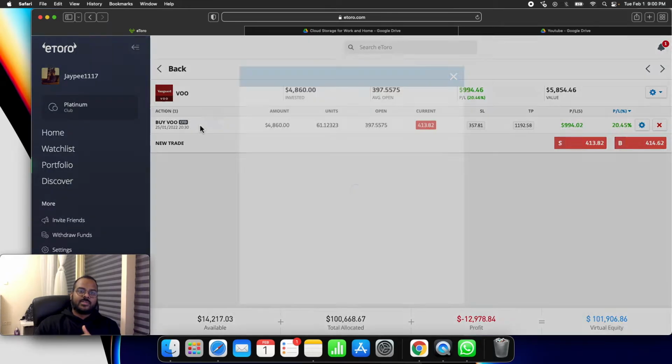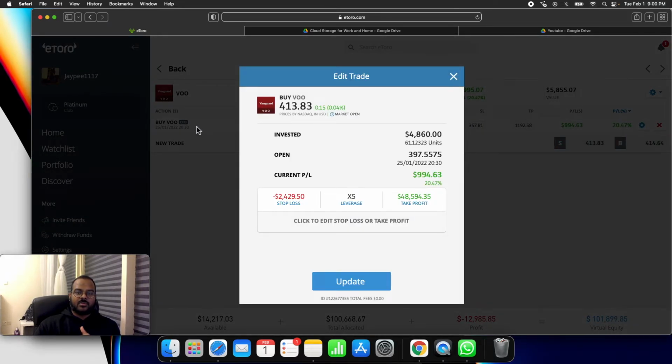So the difference here now is I was showing you this CFD account. Here you can see the leverage is times 5. So basically the price of VOO is 413.86. I have put $4,860. That means I should have been able to buy somewhere in the vicinity of 10 units when I bought at 397.55. However, if you see here, I have bought 61 units. How is that? Now this is where the leverage comes into picture.